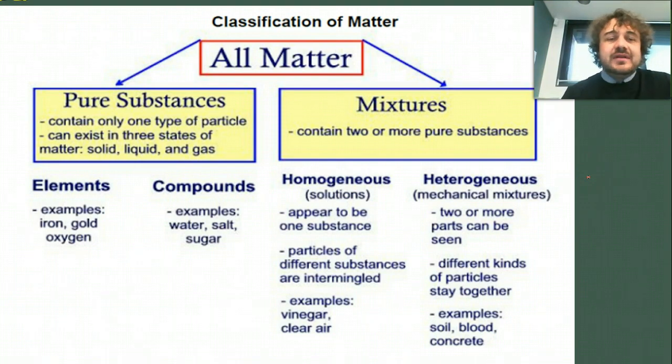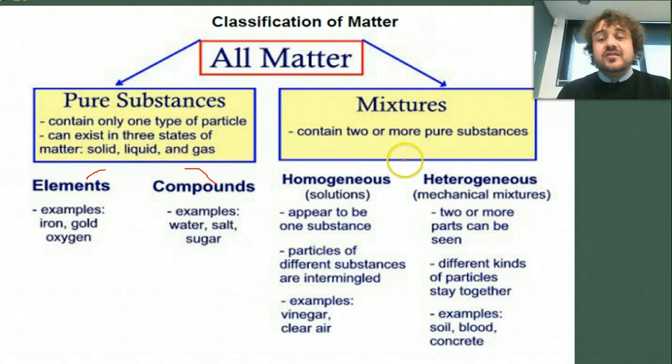Okay, so how do we classify them? Well, simple. Pure substances contain only one type of matter, can exist in all three states, and they can be broken up into either elements or compounds. All right, mixtures, two or more substances, simple as that. Now they can be homogeneous or heterogeneous. There are ways we break that down even further. So appear to be one substance, homogeneous. Looks like it's two or more different parts put together, heterogeneous. So solutions, mechanical mixtures, which we'll talk about as the topic goes on.